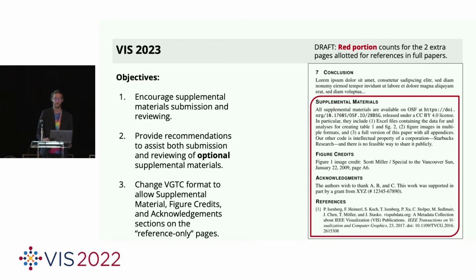We'll have a couple of objectives for 2023. So we want to encourage the submission of supplemental materials for reviewing purposes, mostly at the beginning. For that, we will provide some recommendations that will assist authors and reviewers on the reviewing of optional supplemental materials. We'll also bring some change to the VGTC format for papers that will allow supplemental materials, figure credits, and acknowledgements to be on the reference-only page of the paper format. So, you're allowed for long papers to submit 9 pages plus 2 pages of references, and these sections could be moved to the 10th page, which right now only contains references.